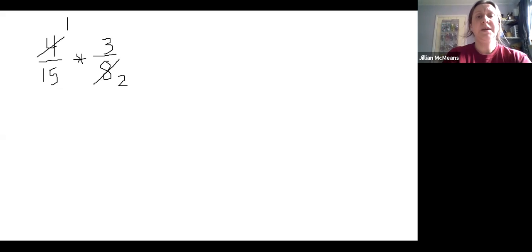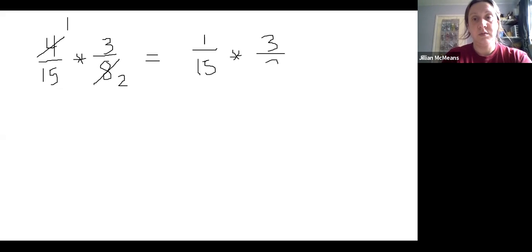Right? So I'm going to clean this up. You can do this all in one problem, but I'm going to clean it up just so everybody can see. At this point, I have 1/15 times 3/2. Okay? So now I want to look at the 3 in the numerator. Does 3 divide into either 15 or 2? Well, it does not divide into 2, but it does divide into 15. So I'm going to divide 3 by itself. 3 divided by 3 is 1. I'm going to divide 15 by 3. 15 divided by 3 is 5.